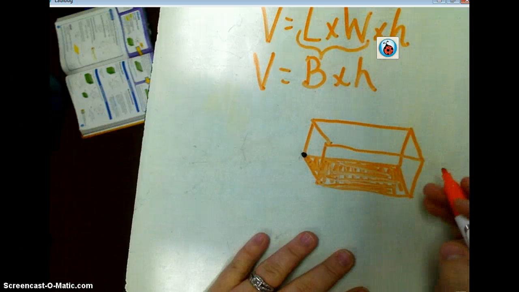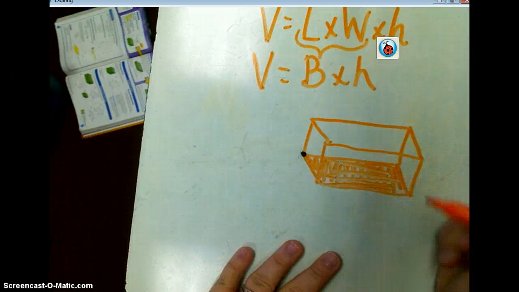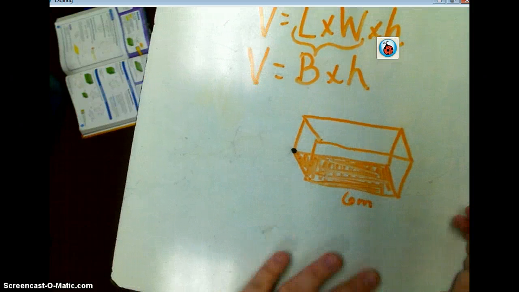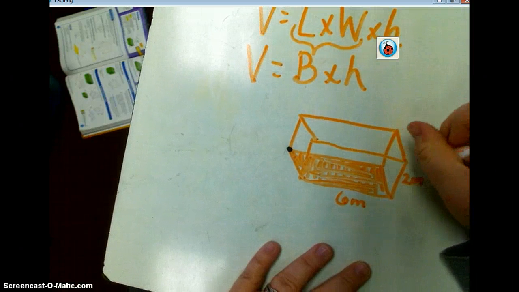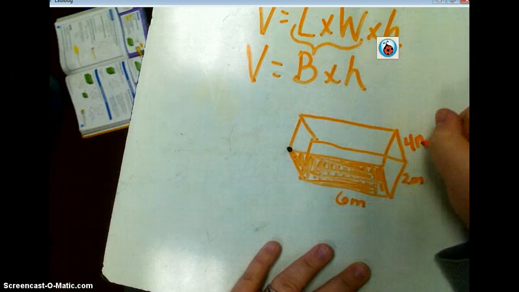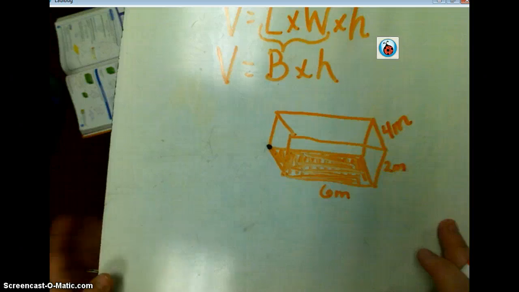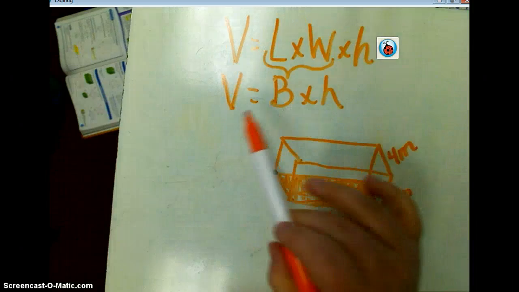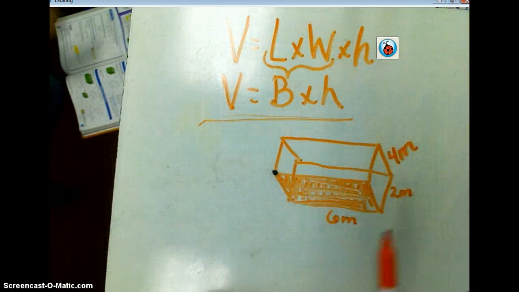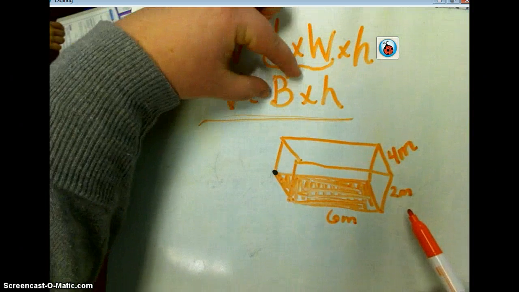If I were to give this figure a length, a width, and a height, let's say this is 6 meters, this is 2 meters, and my width here is 4 meters. What this bottom formula is saying, as I was telling you, is that all they did is go ahead and multiply the length times the width and put that into one number.